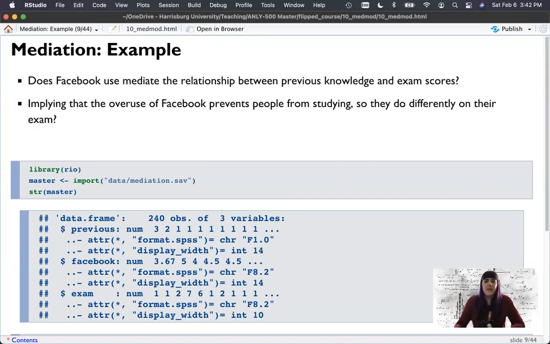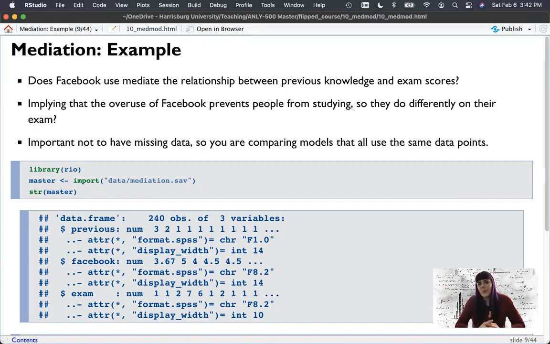So, all right. In these scenarios, it's very important that we don't have missing data because we want all of our models to be compared on the same data points. So we can't do pairwise deletion here. If someone is missing M, well, you could use them for X to Y, but then you couldn't use them for X to M or X plus M to Y. So we want to make sure there's no missing data in our data sets for this type of analysis, for these variables anyway.